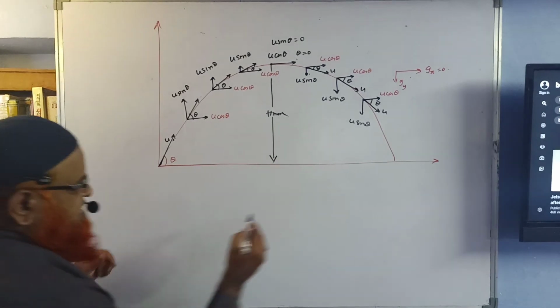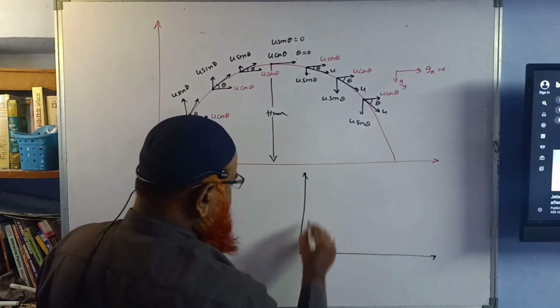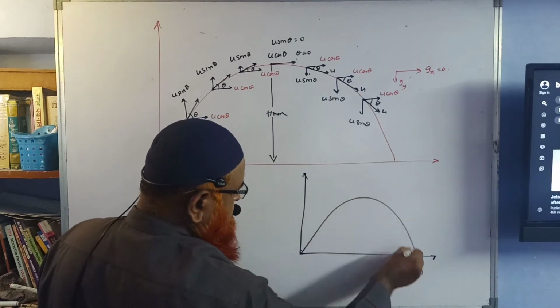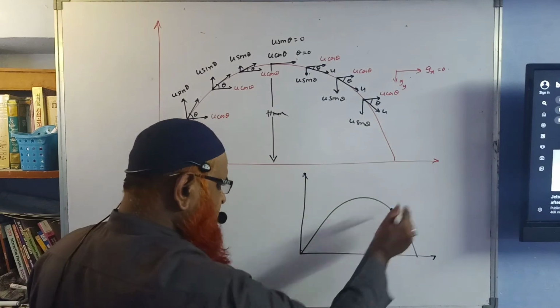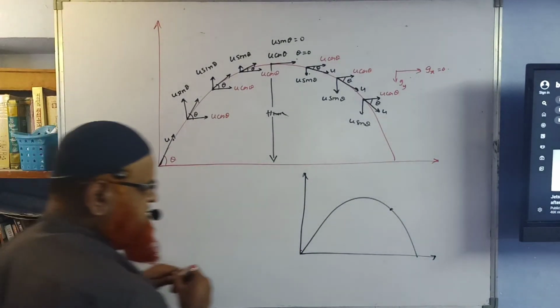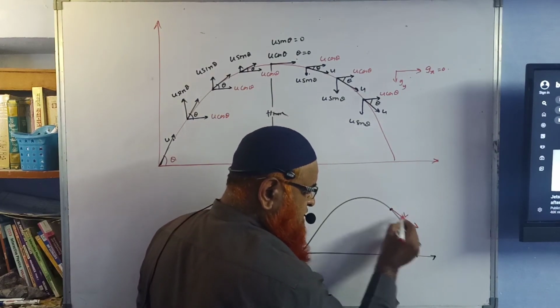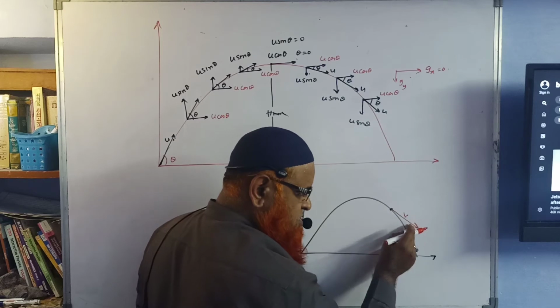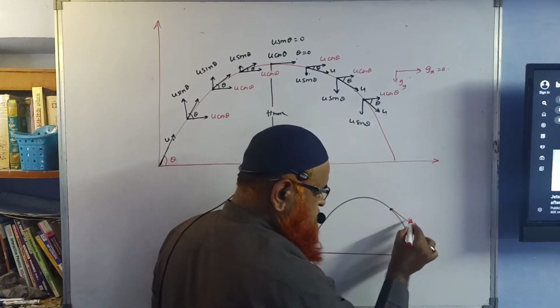Now, let us imagine you have to find out, at this particular point during the path of the projectile, the instantaneous velocity. What is the velocity at this place? How are you going to find out this v? For that I will explain how you are going to find out this v now.